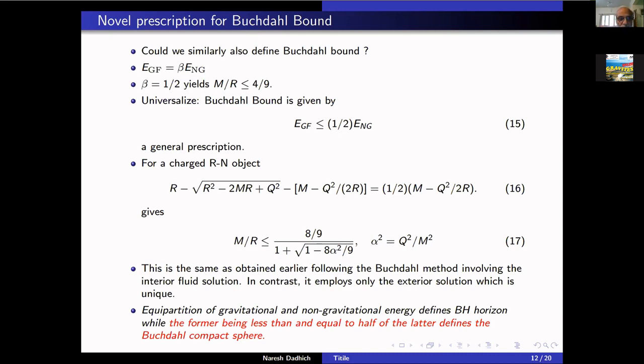So again, let's verify it for the charged object. The gravitational field energy for the charged object is on the left, and the matter energy, half of that, on the right. That gives you M by R, equation 17, which is the same as what we obtained earlier by Giuliani and Rothman, following Buchdahl's procedure of matter density decreasing and charge density increasing. So fortunately we get the same result. This does not have to be; there is something, a general principle, being followed.